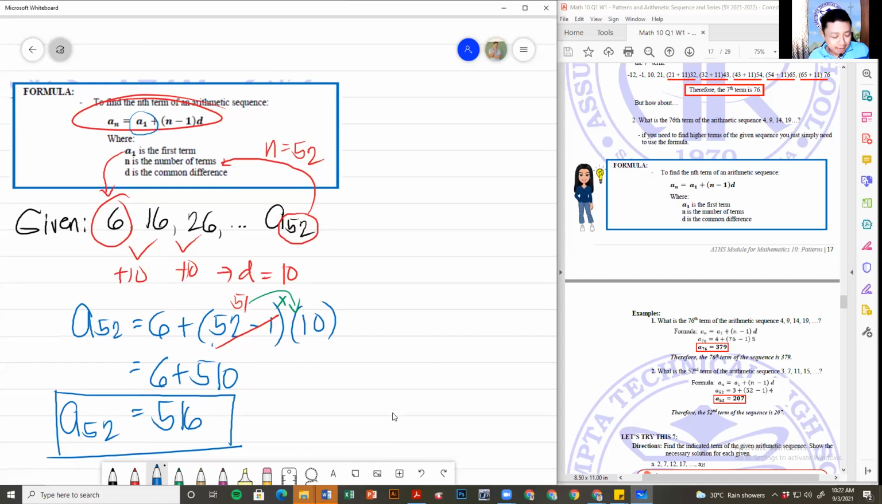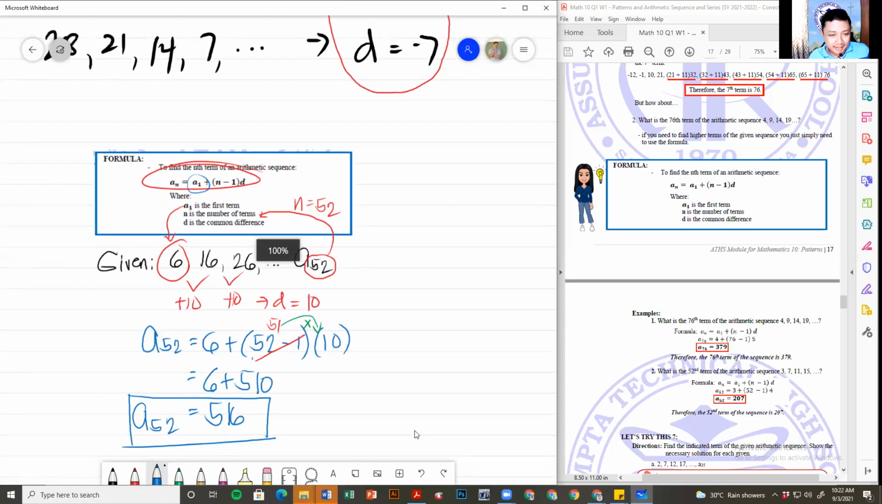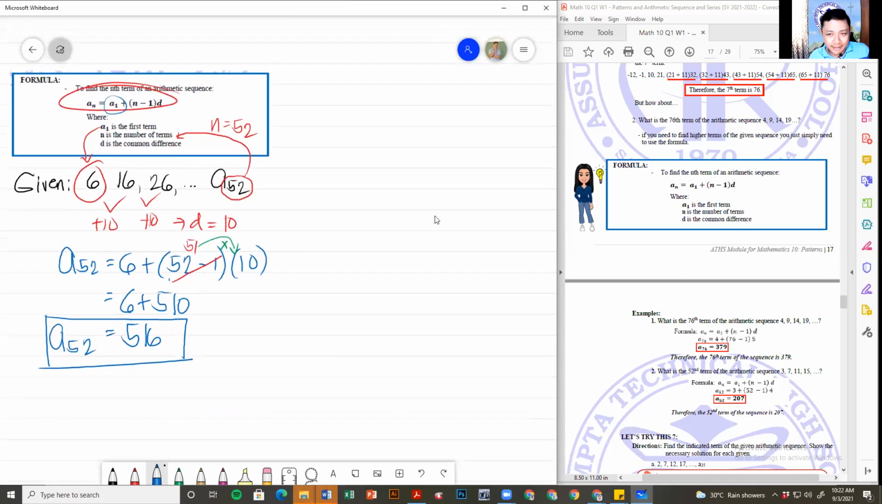Another example. This time I will be asking you to answer this next one. Okay. Very good. I'm glad you are getting the process. You're getting the hang of it. Let's have example number 2, but this time it's you who will answer. Type the answer in the chat box, okay? Very good, Chester. Let's have this.